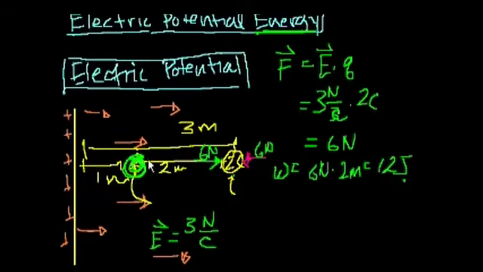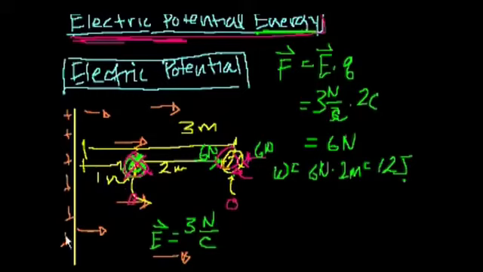So we could also say that the electric potential energy at this point right here is 12 joules higher than the electric potential energy at this point. Now that's potential energy. What is electric potential? Well, electric potential tells us essentially how much work is necessary per unit of charge, right? Electric potential energy was just how much total work is needed to move it from here to here.